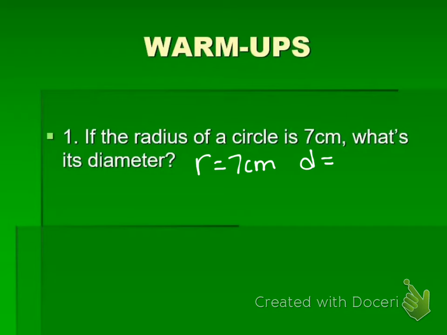Who can raise their hand and tell me how radius and diameter are related? 2 radii would make up a diameter. So what would our diameter be? 14. 14 units are centimeters.